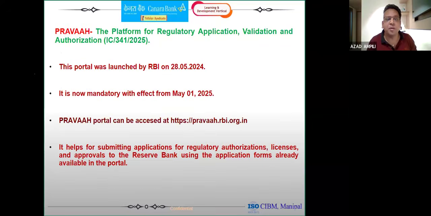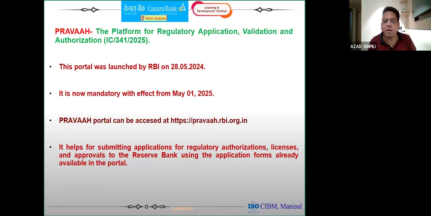Yes, now 341/2024, PRAVAAH. Everybody write down this PRAVAAH. The full form is Platform for Regulatory Application, Validation, and Authorization. Hereafter, if a customer wants any authorization or validation from RBI, they have to key it in. Access is there in PRAVAAH for customers and for bankers also. This portal is not new. It was launched by RBI on 28th May 2024, but from May 1st, 2025, they made it mandatory. Everybody has to put their applications through this portal only.